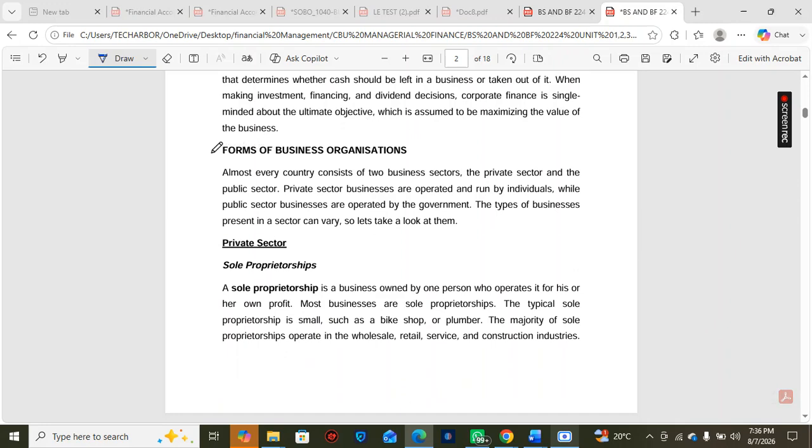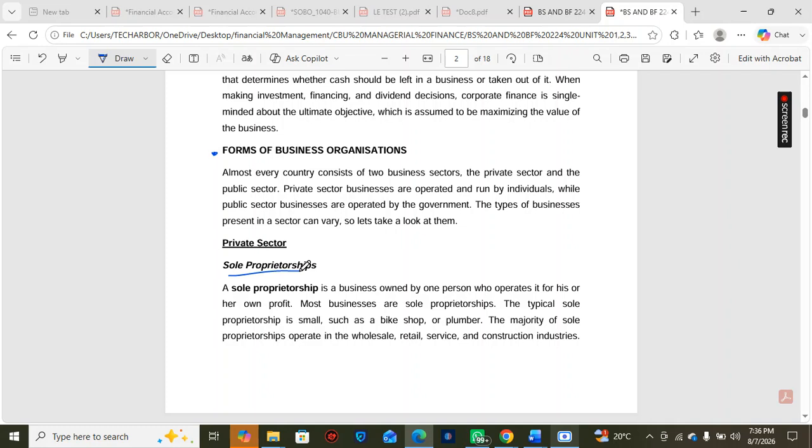Next, we're going to look at the forms of business organizations. You've got a sole proprietorship where the business is owned and controlled by one person. This person is in charge of all the decision making and running the business.